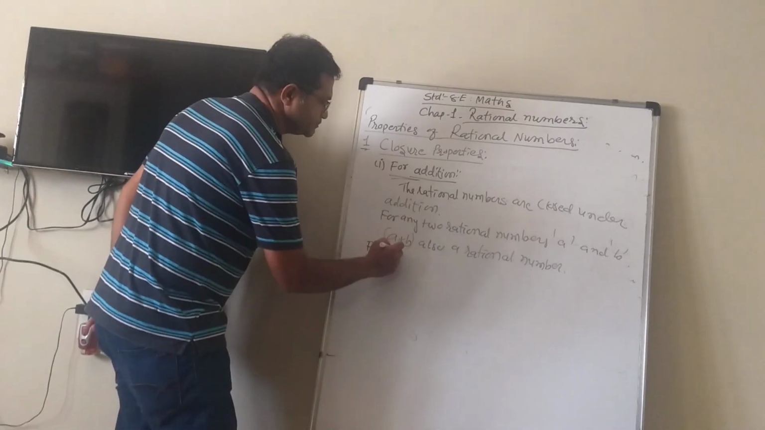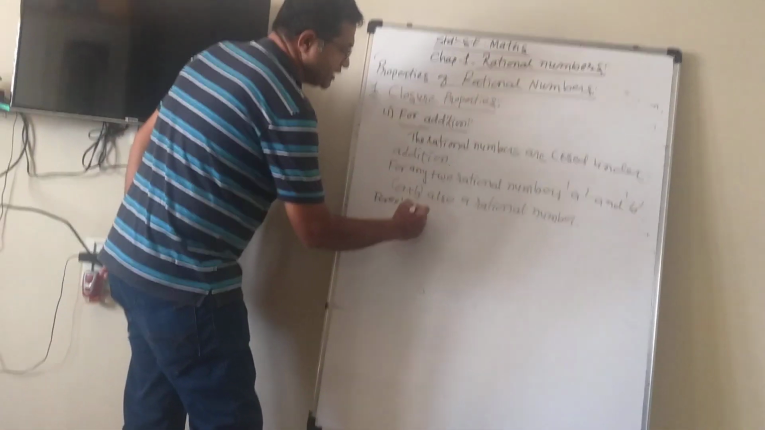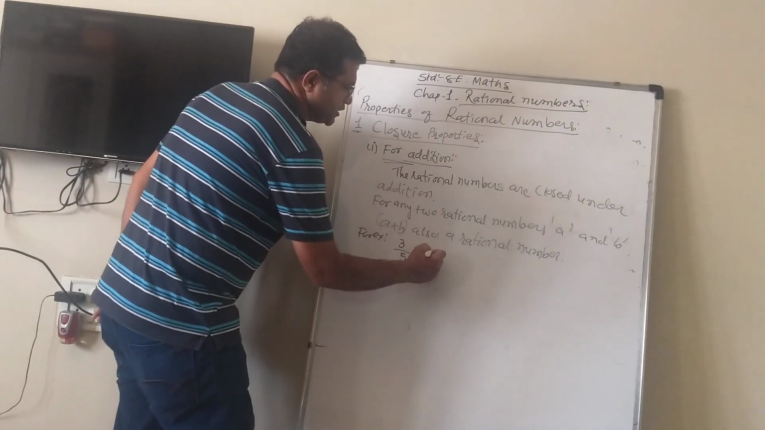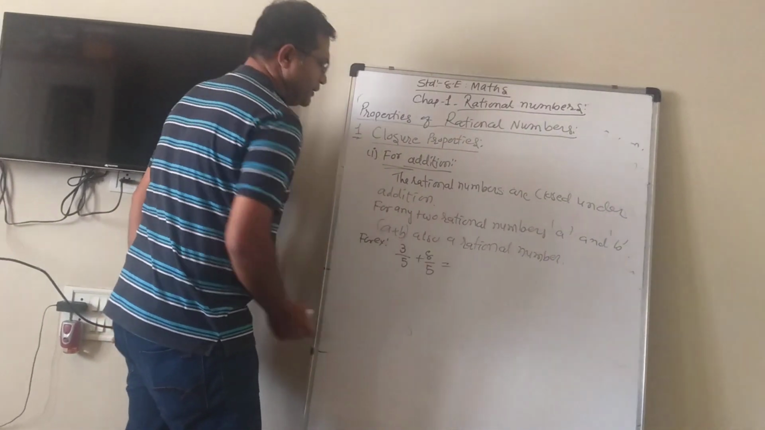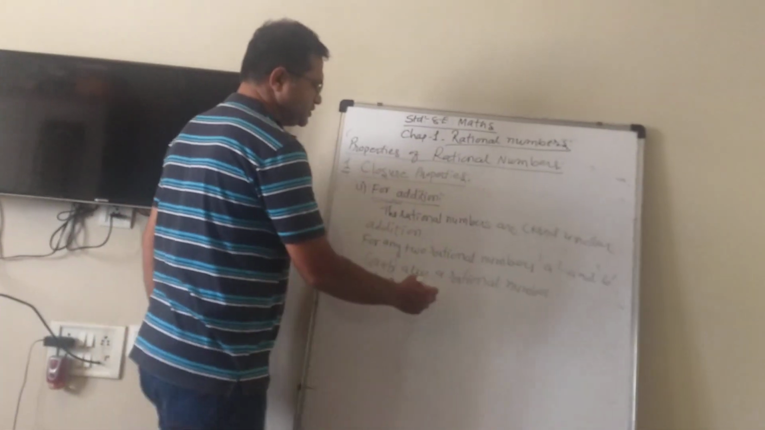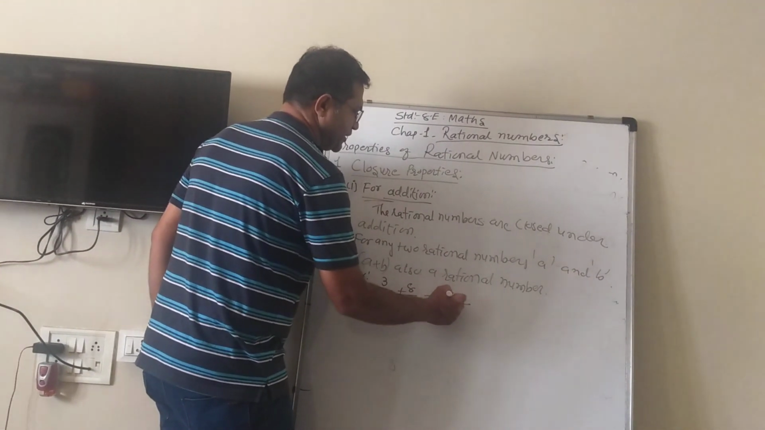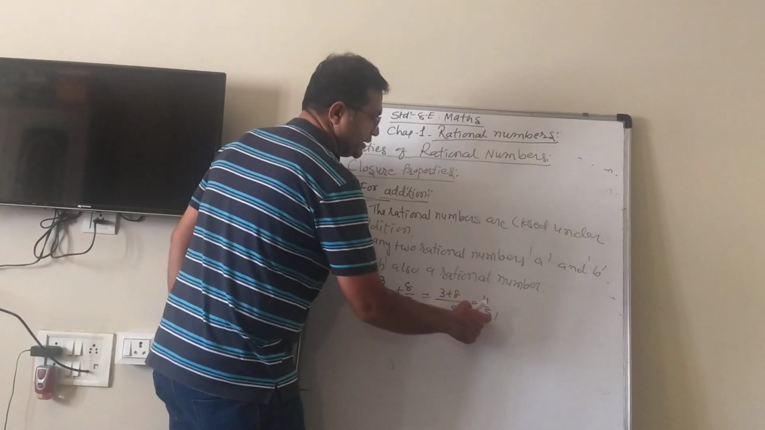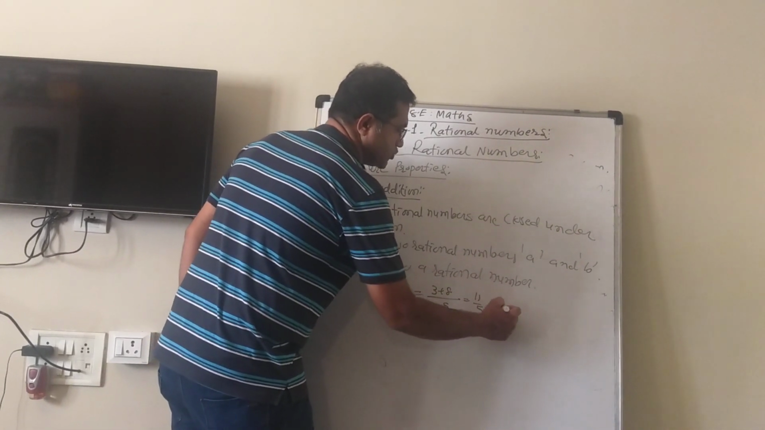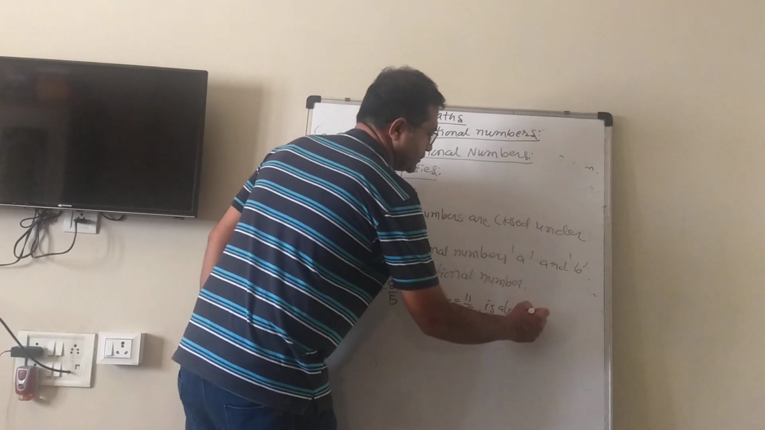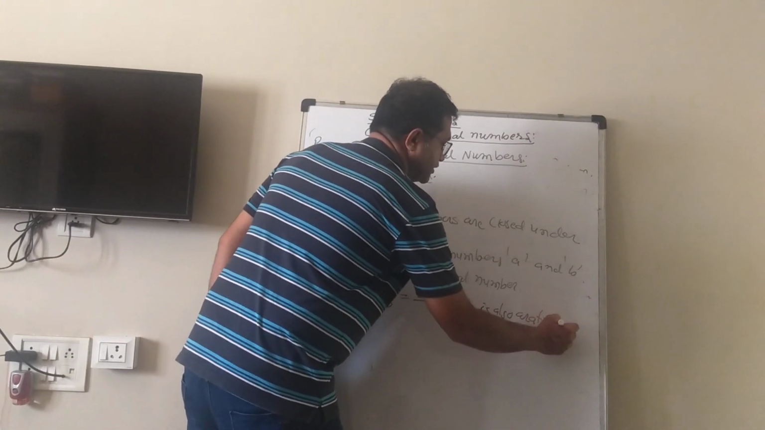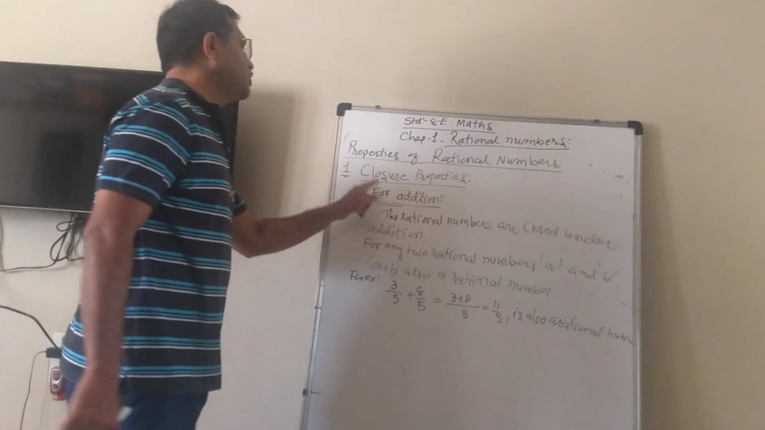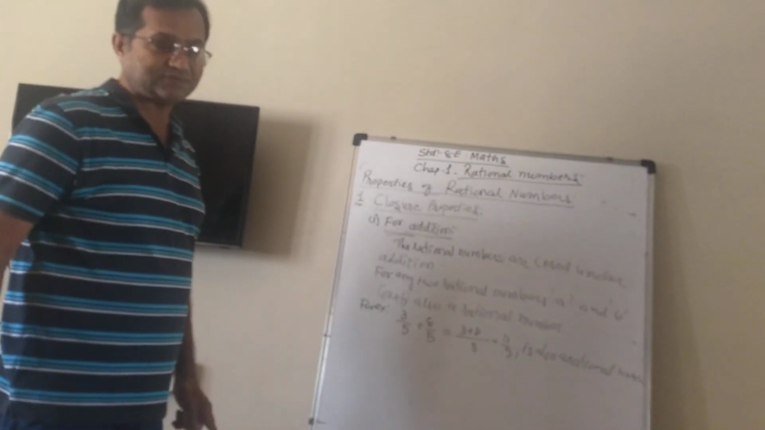We will take an example. Suppose you take 3 upon 5 and 8 upon 5. Here it is 3 plus 8 upon 5, which is equal to 11 upon 5, and 11 upon 5 is also a rational number. So we can say that addition is closed for the rational numbers.